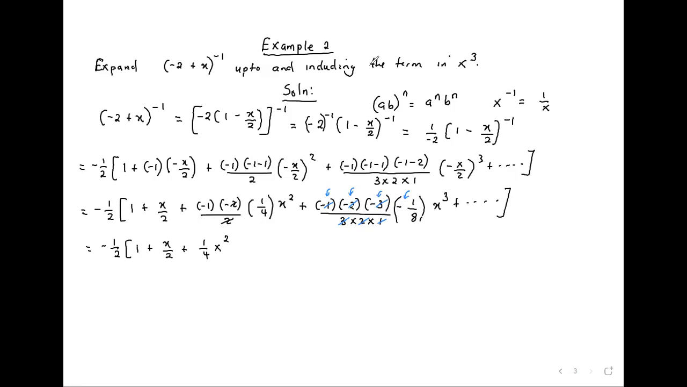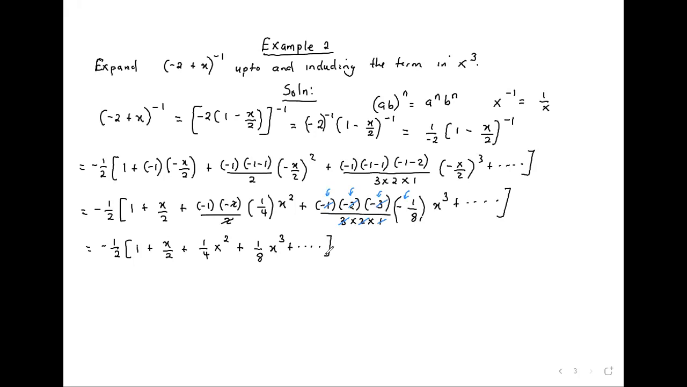So let's put the last statement and then I'll explain. If you multiply the four negatives, you get positive, and then you have 1/8 x to the power 3 and the expansion ends here.